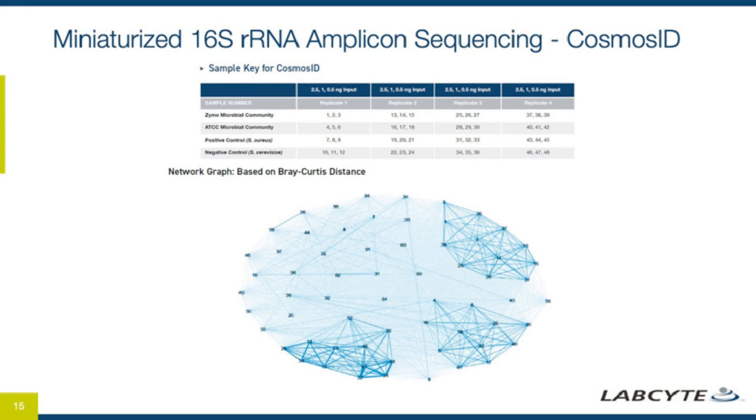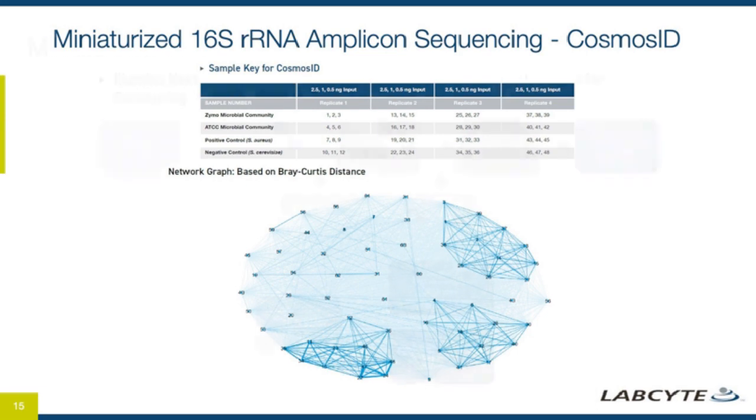Okay, here we have a Bray-Curtis distance graph based on similarity. You'll see that similar samples, all the zymo replicates, cluster together with strong connections. You'll see that the ATCC as well as the Saccharomyces cerevisiae all cluster closely together. Whereas there are other samples, the Staph aureus, they were a little more noisy. You'll see them spread out a little further. So this is just an example of what CosmosID can provide to you as far as the data visualization and analysis go.